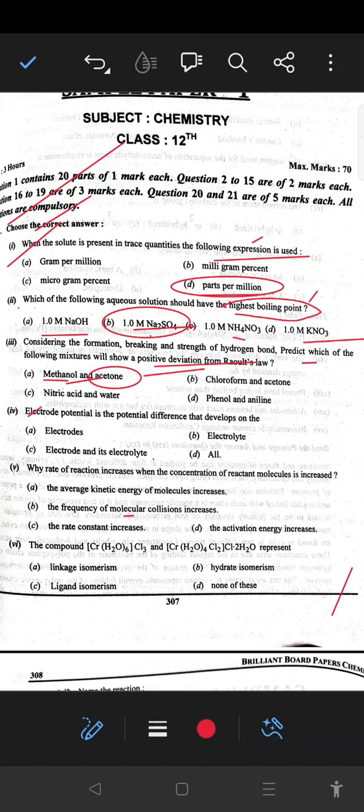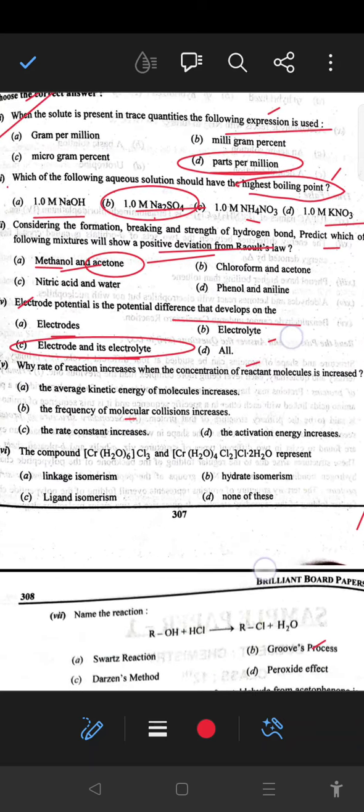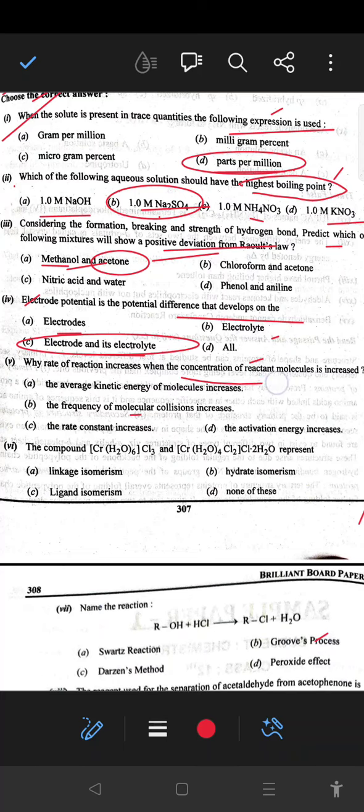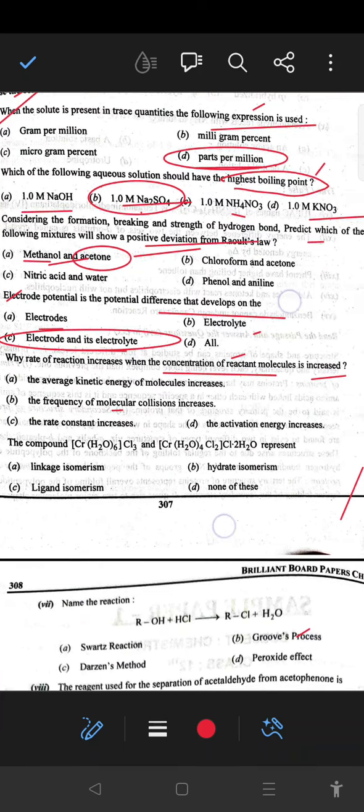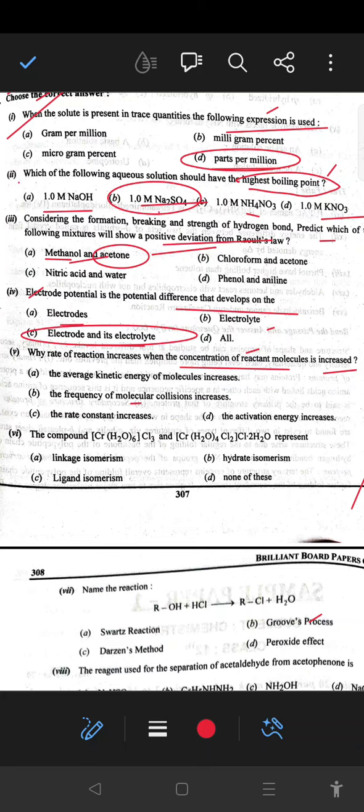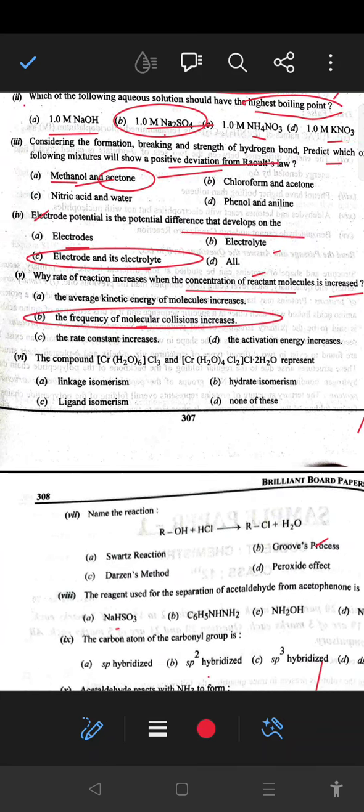Next question: the electrode potential is the potential difference that develops on the electrode and electrolyte, all of the above. So option C, electrode and electrolyte. Next, why does the rate of reaction increase when the concentration of reactant is increased? The options: kinetic energy of molecules increases, frequency of molecular collision increases, rate constant increases, activation energy. The right answer is frequency of molecular collision increases, which leads to the rate of reaction increasing.